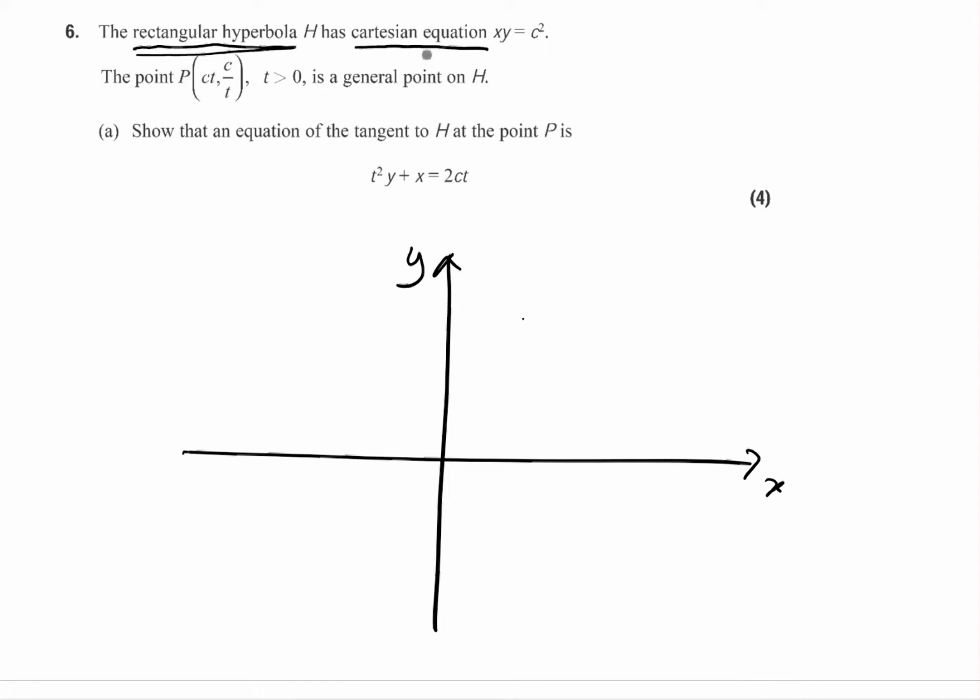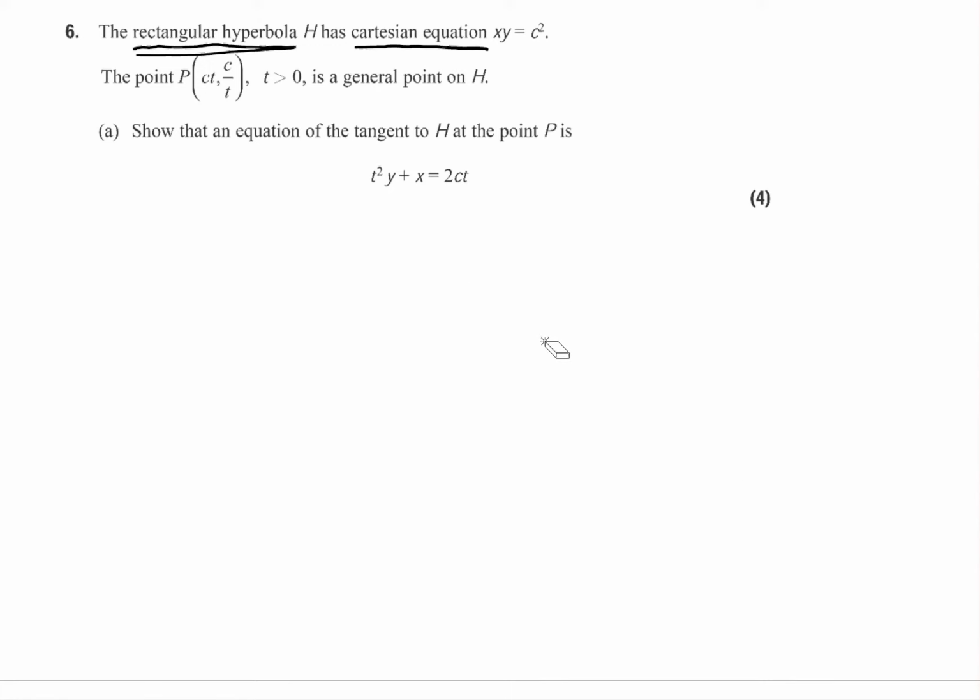So basically a Cartesian equation, xy equals c squared, just means that you can plot xy equals c squared on this set of axes. That's all Cartesian coordinates mean. Okay, let's go on. So the point P, which is given by the coordinates (ct, c over t), where t has got to be greater than 0, is a general point which lies on our rectangular hyperbola H. And we're asked to show that the equation of the tangent to H at that point P is given by this thing here.